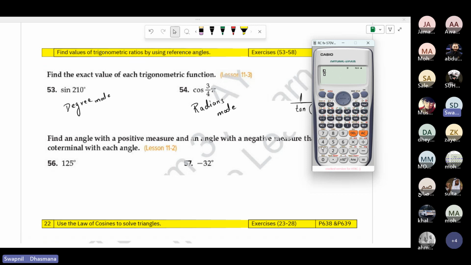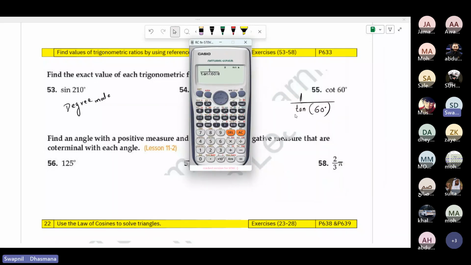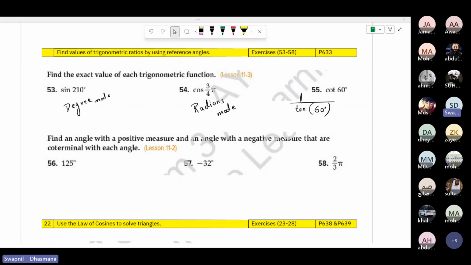So choose this one. Sir, what should the calculator be set to? Now you tell me. This is 16. Is it degrees or radians? Degrees. So shift mode 3. Done. Now see, the calculator shows me root 3 over 3.